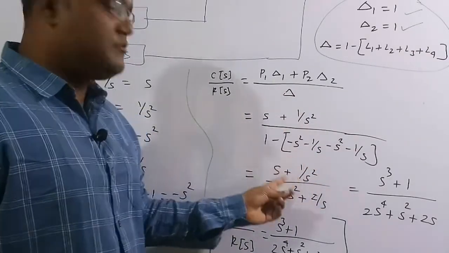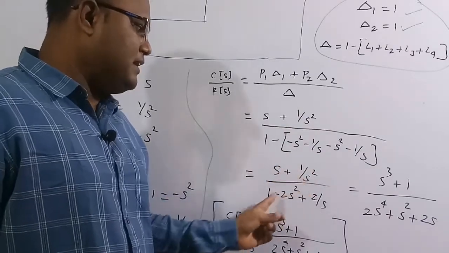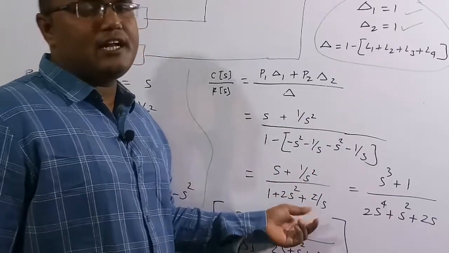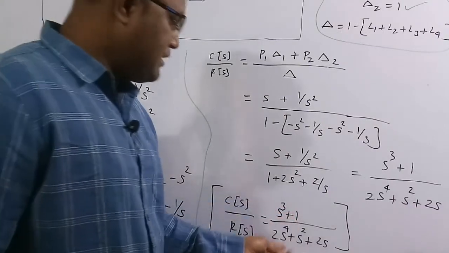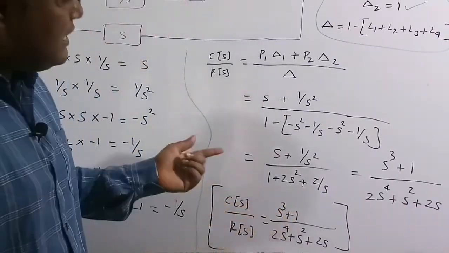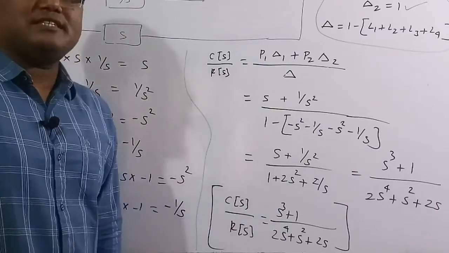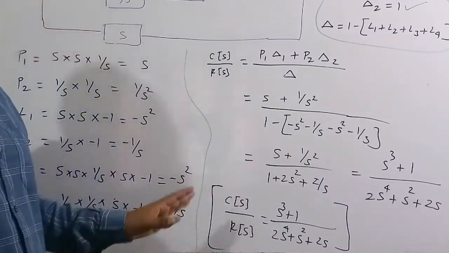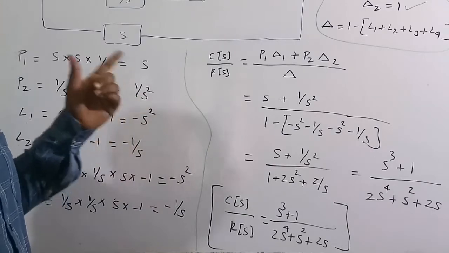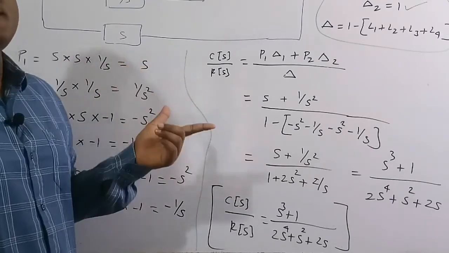And with the simplification, we get S plus 1 by S square, by 1 plus 2S square plus 2 by S. If we do further simplification, finally this is the value we get: C of S by R of S is equal to S cube plus 1 by 2S to the power of 4 plus S square plus 2S. This is the correct solution of this question. By using Mason's gain formula, we have simplified this question.